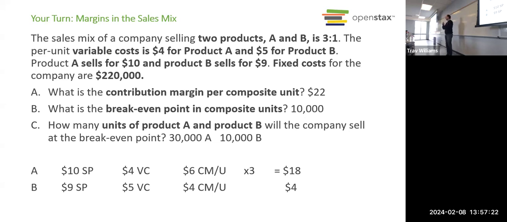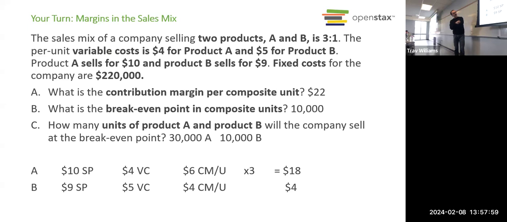Any questions on that part? I know I kind of went through it quickly. So what is the break-even point in composite units? Here it says 10,000. Where do you think that 10,000 came from? So divide from the fixed cost to contribution margin. Yep. Fixed costs divided by the $22 here, contribution margin per unit, equals 10,000.